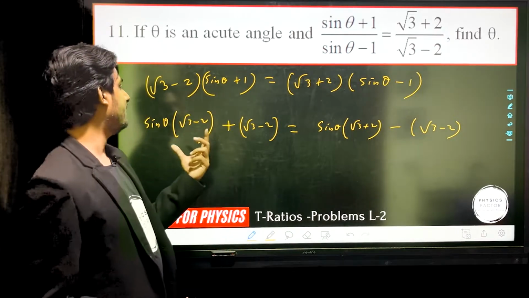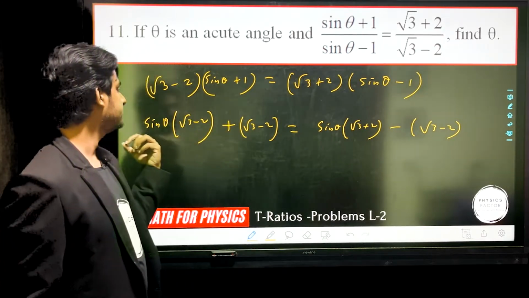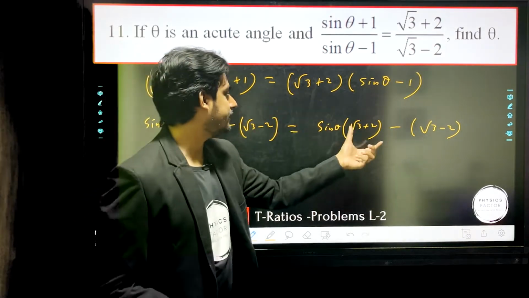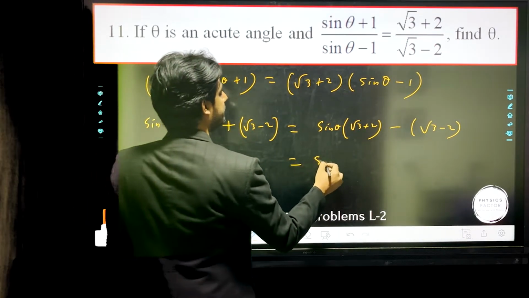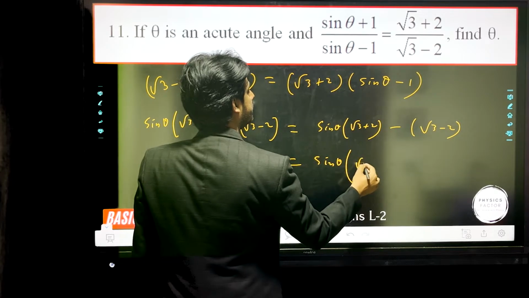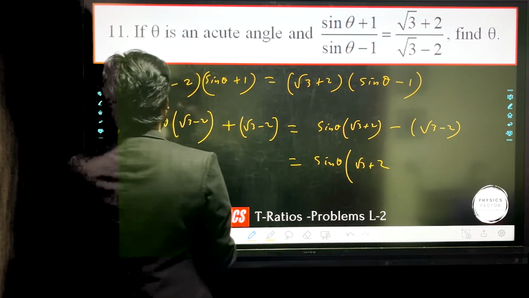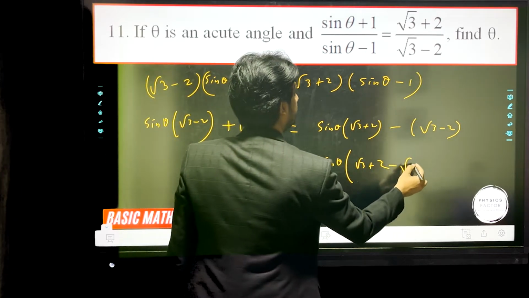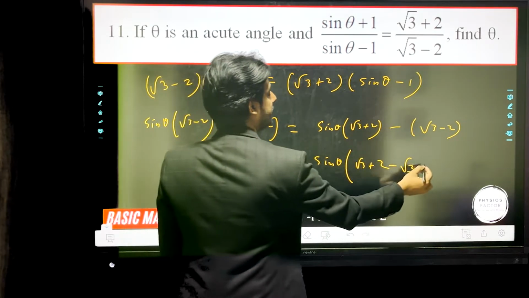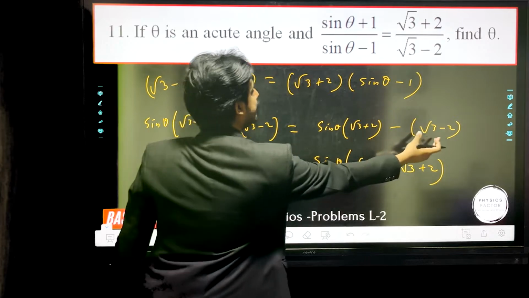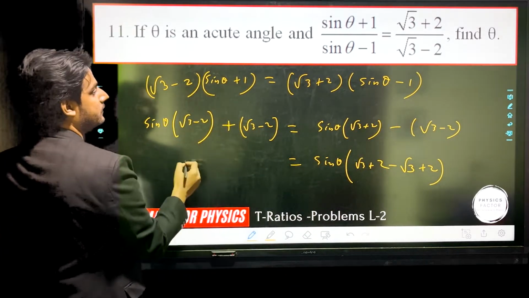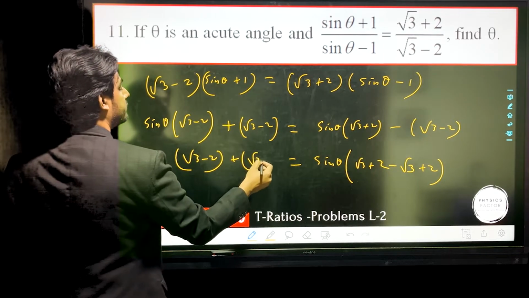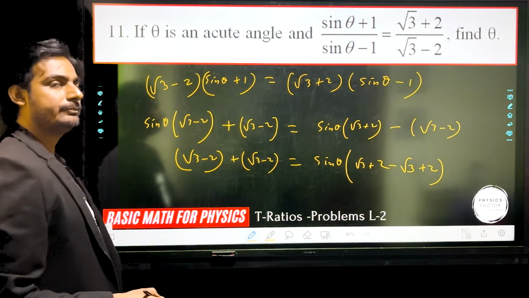Then I will put this side and sin theta that side. So I will take sin theta common. Root 3 plus 2 is already there, and this will go that side and becomes minus. So root 3 becomes minus root 3 and minus 2 becomes plus 2. And this I will put this side. So root 3 minus 2 plus root 3 minus 2. I hope this is clear.